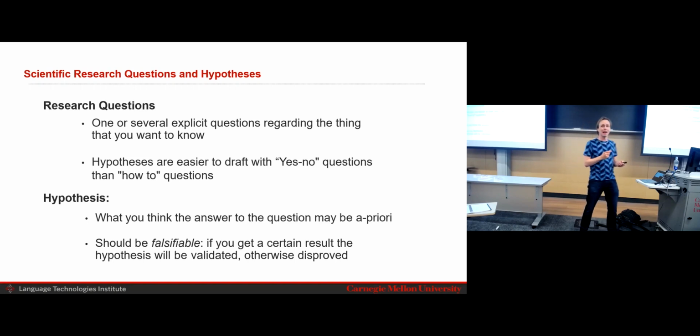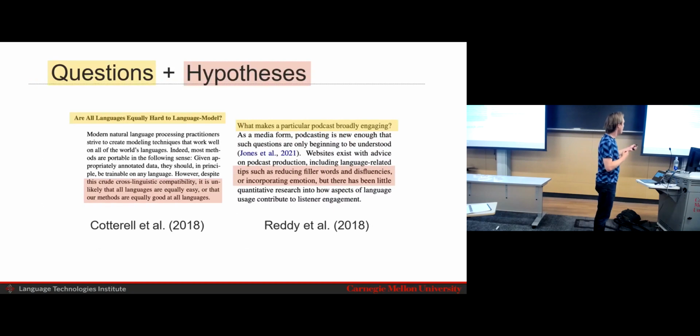So I'm going to give you a few examples of that from NLP. Let's say, are all languages equally hard for a language model? Language models, we'll discuss more in a little bit, can be seen as understanding the structure of language, and usually are trained in an autoregressive way, where you're predicting the next words, for example. But is the structure of language equally hard for every language? Then maybe based on prior literature or their own experience, they say it is unlikely that all languages are equally easy or that our methods are equally good. If you read the full paper, they had a more in-depth discussion of why they think that. Now, I know you're like, but why is it equally hard? And the next-to-next step.